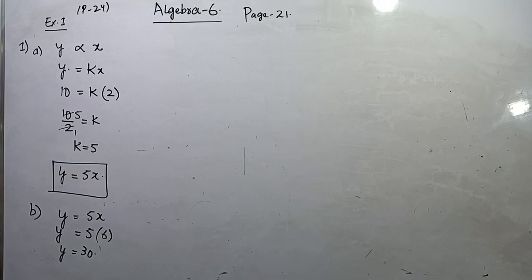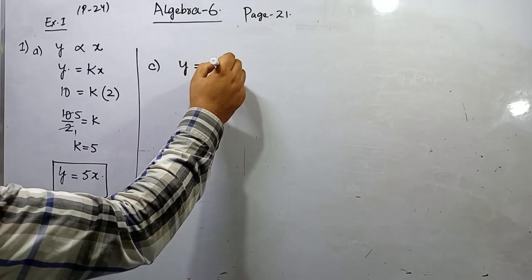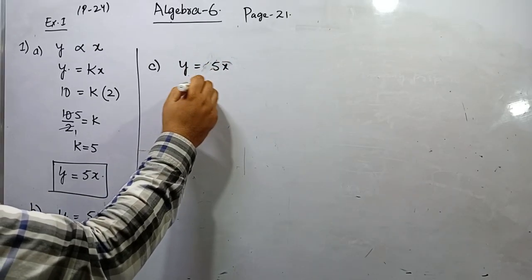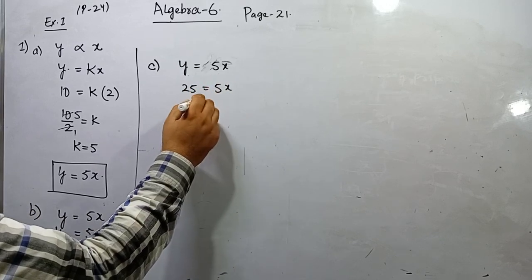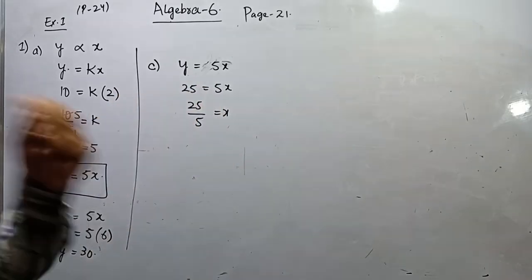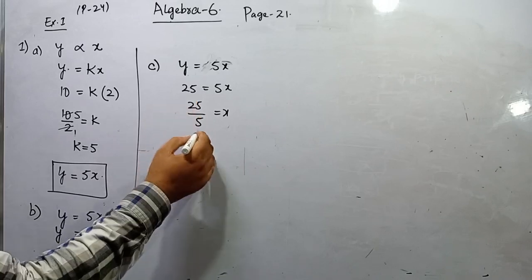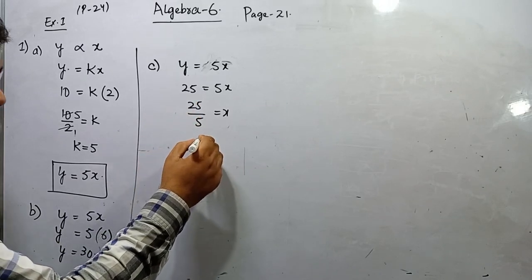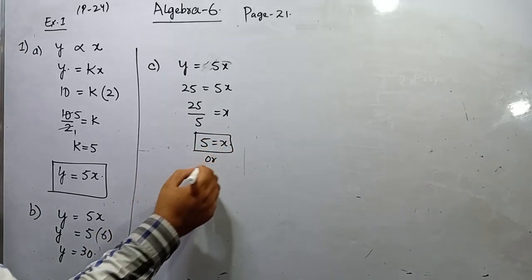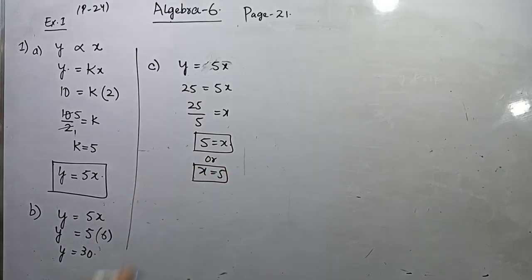Now c, find the value of x when y is equal to 25. So in the c part, I will first write the equation y is equal to 5x. Now in place of y I will do the substitution. That is 25 is equal to 5x, that is 25 divided by 5 is equal to x. I am doing the transposition, as you have learned this transposition in algebra. 5 ones are 5, 5 5s are 25. So x is equal to 5. So we got the value of x as 5, or we can also write x is equal to 5 on the left side.